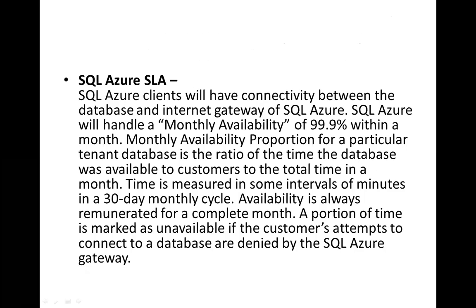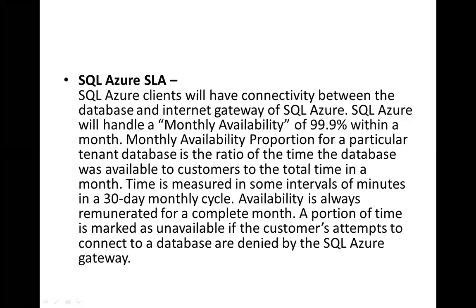Monthly availability proportion for a particular tenant database is the ratio of the time the database was available to the customer to the total time in a month. Time is measured in intervals of minutes in a 30-day monthly cycle. Availability is always remunerated for a complete month.